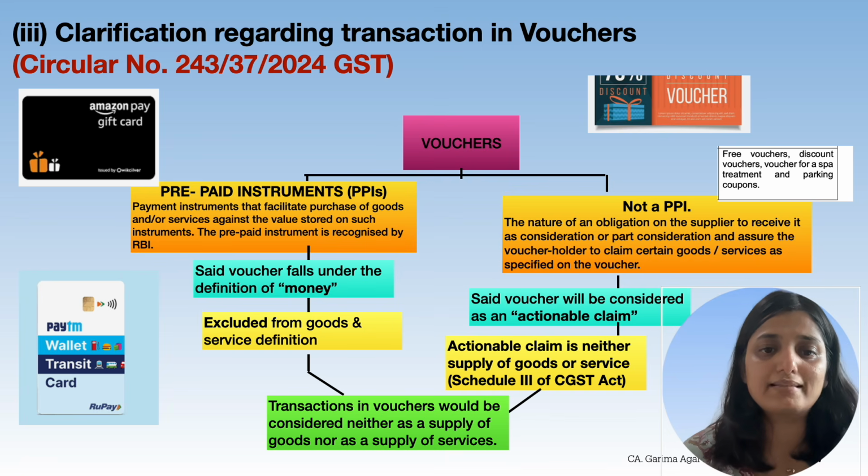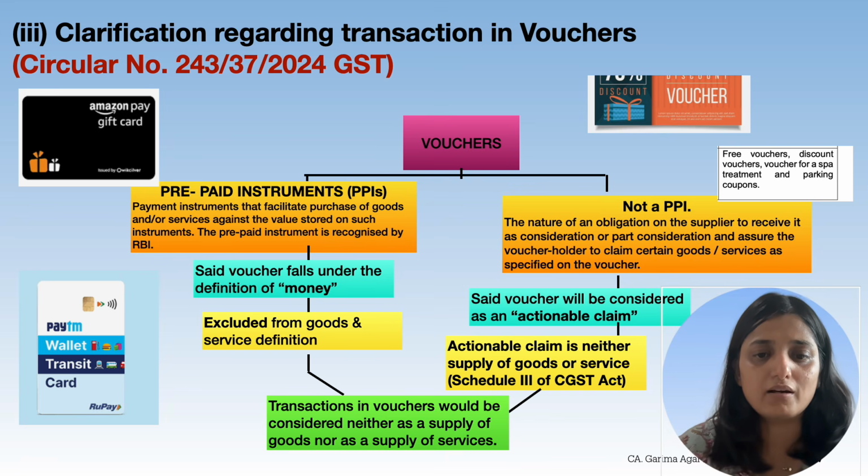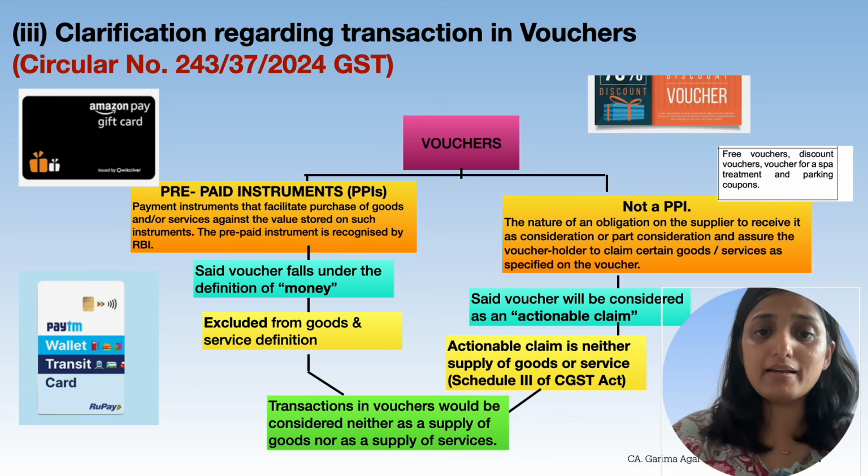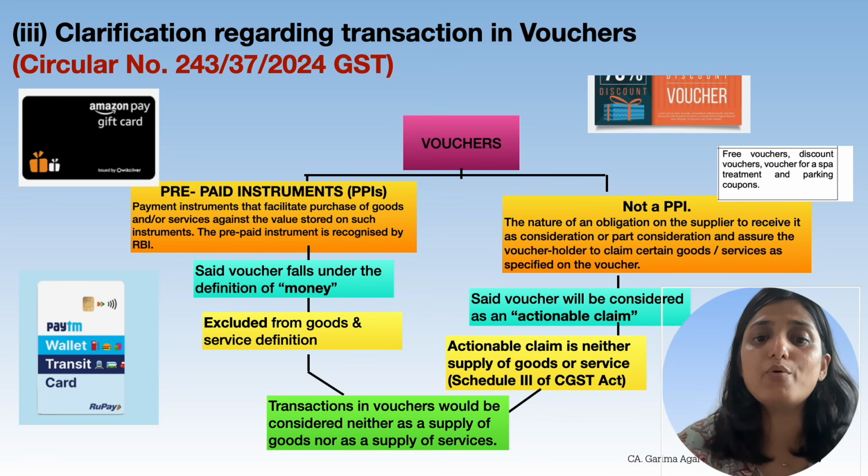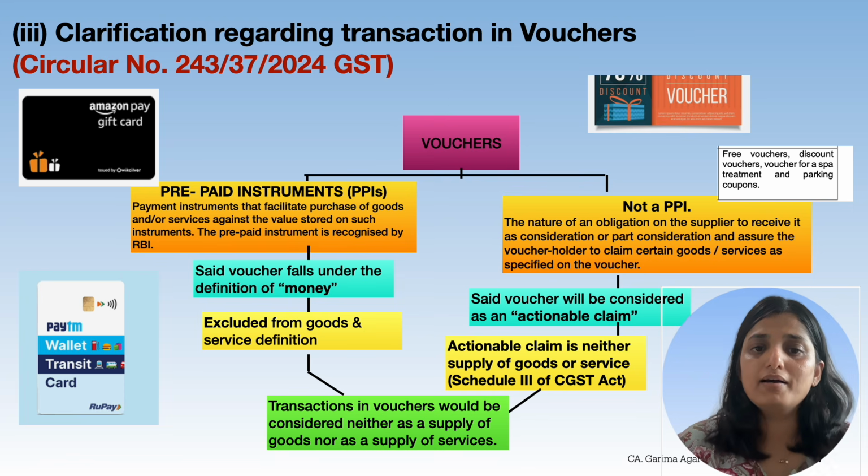So now these vouchers, the government is saying, are basically an actionable claim. Basically, what are actionable claims? It is a right to claim something, which can be enforceable by the court. So this is an actionable claim. And as per Schedule 3 of the CGST Act, actionable claims are neither goods nor services. So again, a non-PPI or specific voucher is also not subject to GST. So in a nutshell, at the time of voucher issuance, there should not be any GST because these are outside the scope of GST.